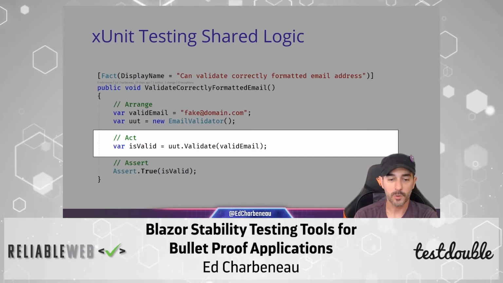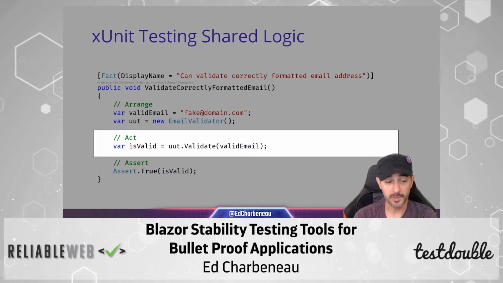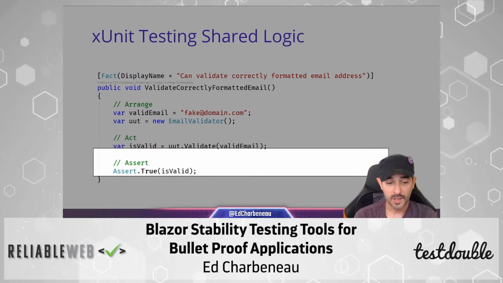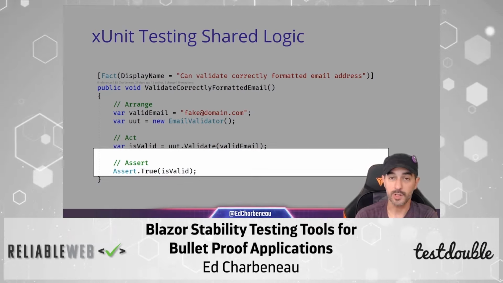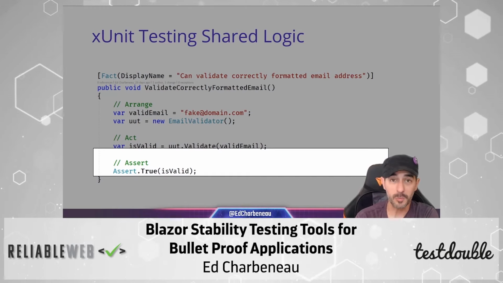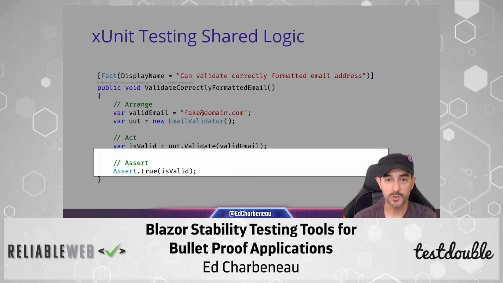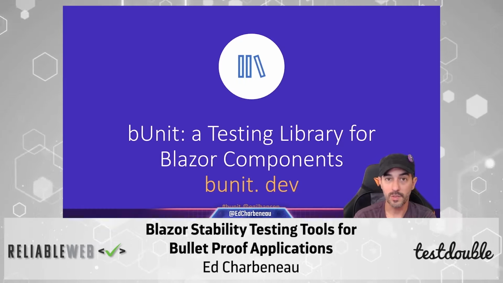So in this case, we're going to run the validate method, passing in the known valid email, and check to see if it is indeed working. Then we can assert to see if that logic is working by calling assert.true. True is the expected response we'd want to get from a valid email.